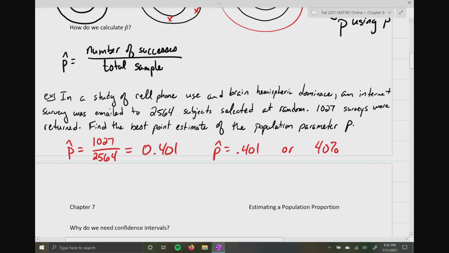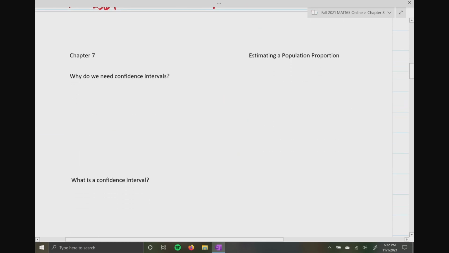Okay? Now, I have no idea what was on this survey. I don't know the relationship between cell phone uses and brain hemispheric dominance. All I know is P hat is going to be our best point estimate to try to estimate this population parameter. So that leads us into our next question, which is, well, why do we need confidence intervals? Because remember, we're trying to estimate what P is. All right? So why do we need confidence intervals?